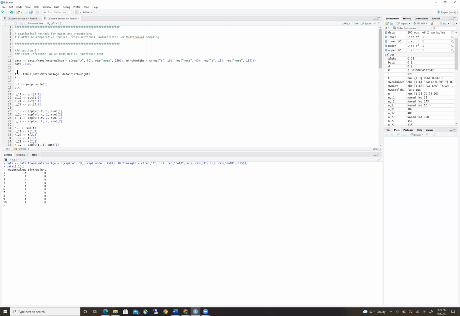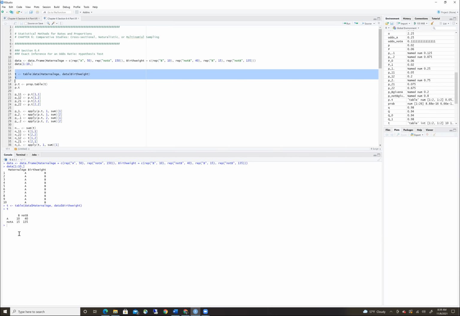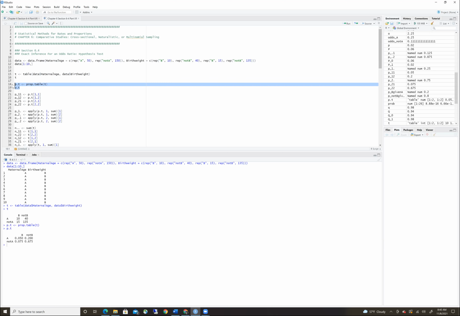We are going to create a table and get the joint frequencies of maternal age with the birth weight of babies. So for example, there were 10 people who were in A and in B. We can get the joint proportions by using the prop.table function on T. By doing that, we get that 5% of the women were in A and B, or 67.5% of women were not in A and not in B.